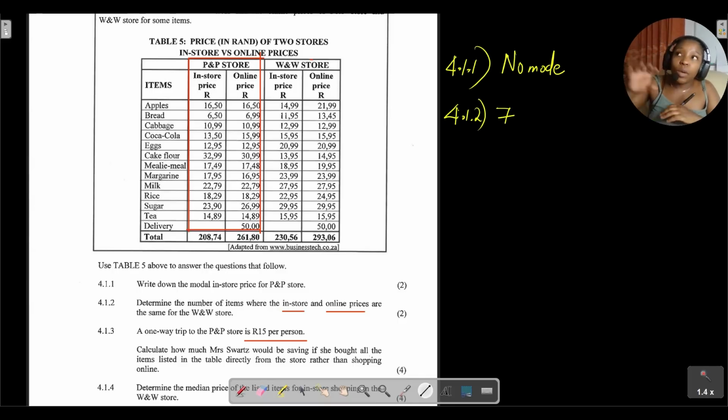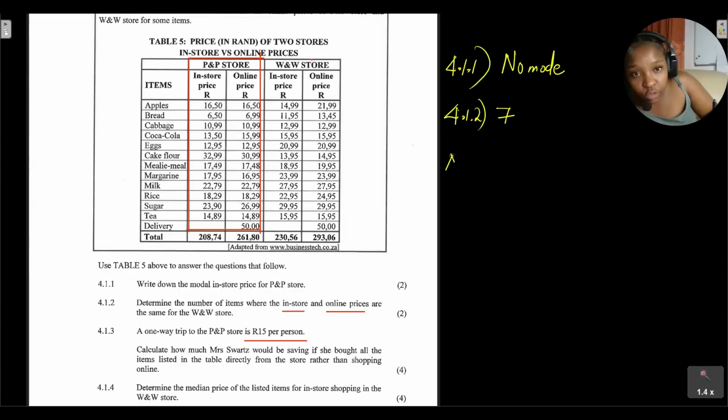So that means we want to determine the amount she's going to pay if she goes and buys at the store, and the amount she would pay if she buys online, including transportation costs. Then we want to get the difference to determine how much she would actually save. So for question 4.1.3, we're going to start off by determining how much she'd pay if she goes in store. Remember, we're focusing on the PNP. So if she goes in store, how much would she actually pay?